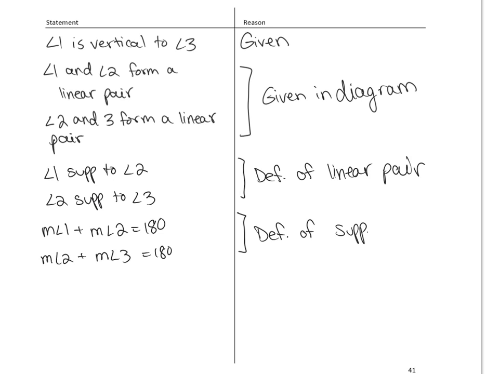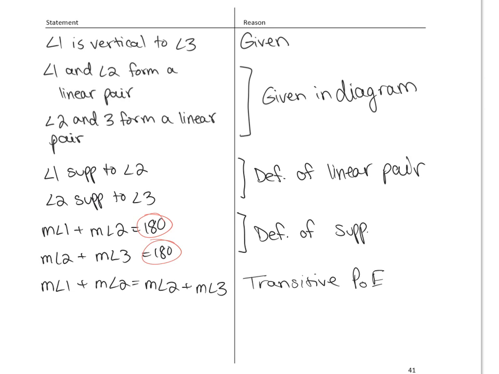Now, I now have two things that are equal to the same number. And so when that happens, it's a telltale sign that I can set them equal to each other. So I would say the measure of angle 1 plus the measure of angle 2 is equal to the measure of angle 2 plus the measure of angle 3. And I'm able to say this by the transitive property of equality.